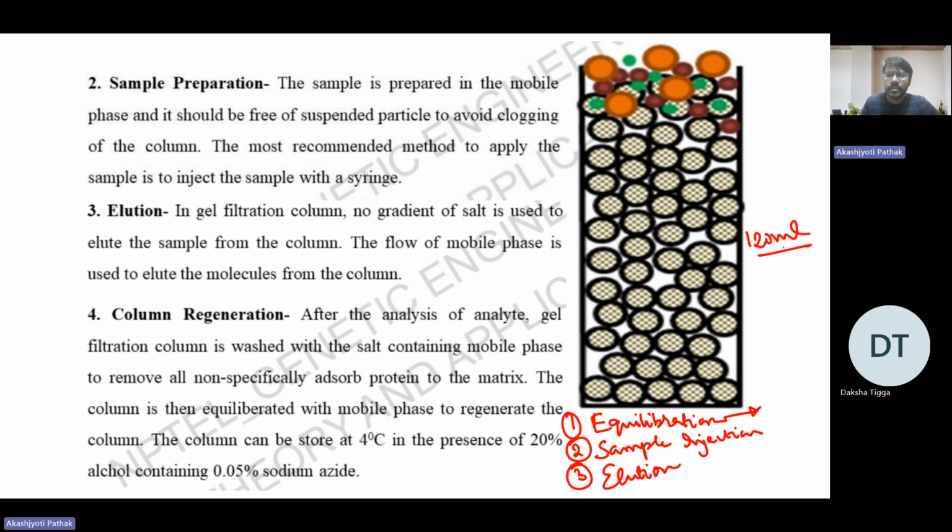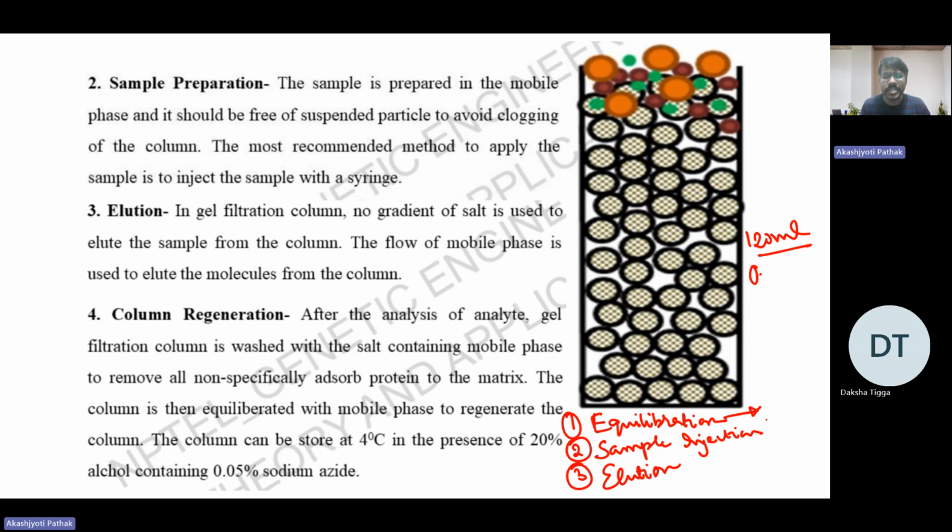So you have to pass that particular volume of mobile phase using that particular flow rate. Every column has a recommended flow rate that depends on the type of beads that you have used and the length of the column also. All these determine what the flow rate of this particular column will be. So the first step is equilibration.